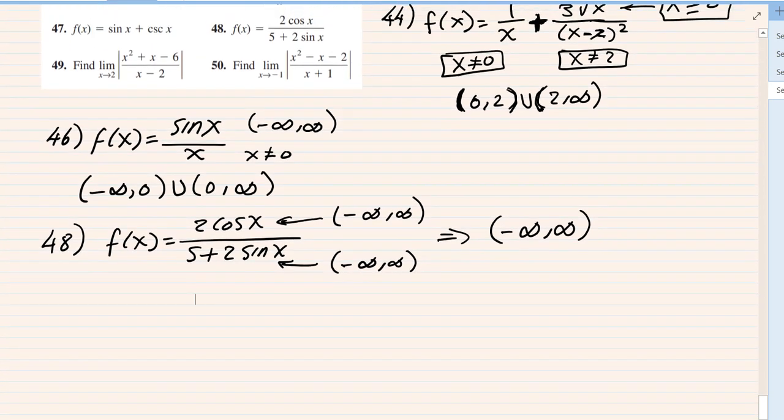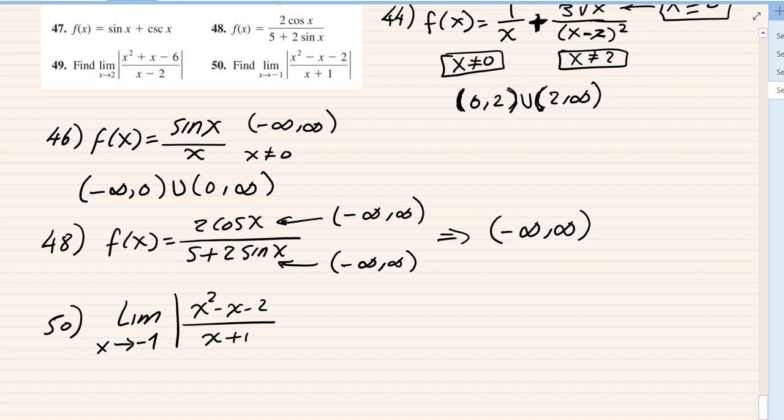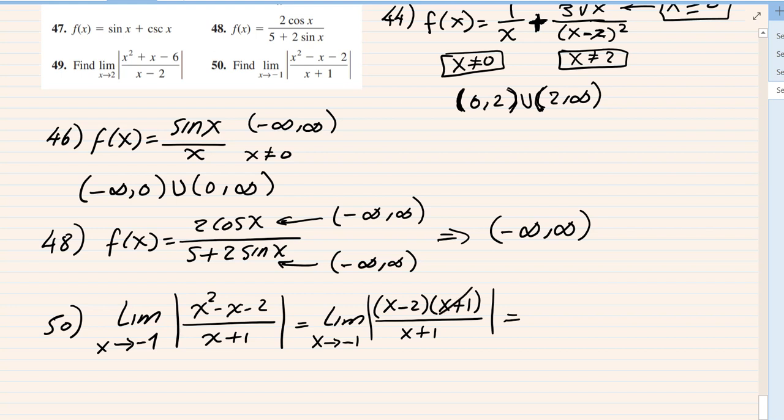And let's finish this segment with number 50. We want to find the limit as x approaches negative 1 of the absolute value of x squared minus x minus 2 over x plus 1. Now, we need to simplify this, and the numerator actually ends up being factorable. So it's going to be x minus 2 times x plus 1 over x plus 1, in absolute value. We can cross out the x plus 1s.